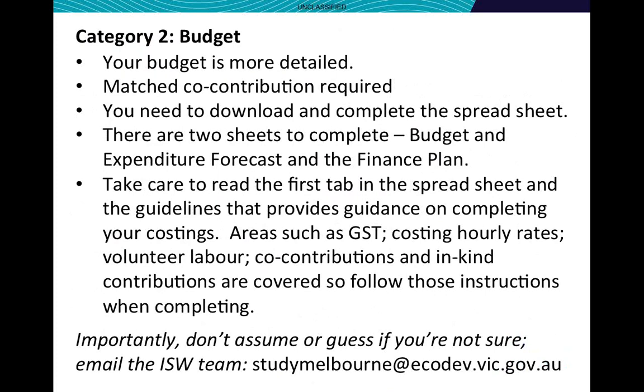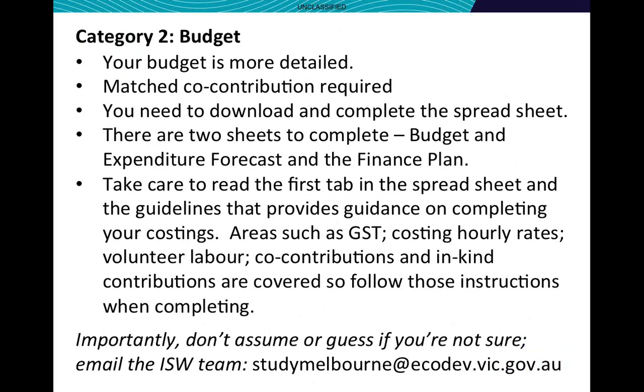We're now looking at the Category 2 budget. Now for Category 2, obviously you're asking for a little bit more money, so therefore we need more detail in the budget. Now you will get a spreadsheet to download. I know that might sound a little scary, but it's actually only 2 pages. It is the budget and the expenditure forecast as one sheet, and the next sheet is the finance plan.